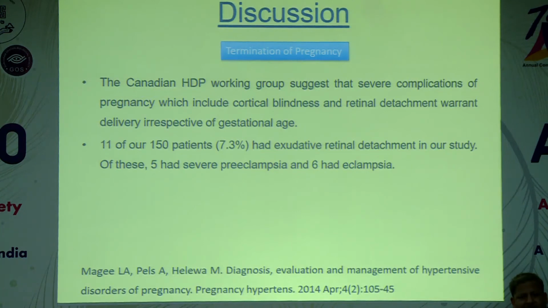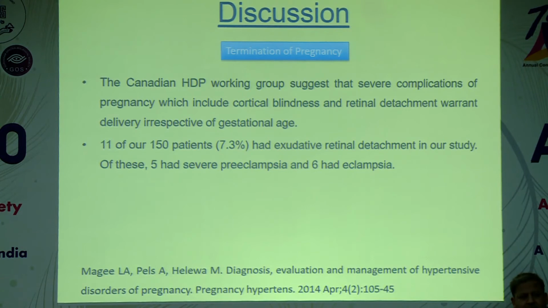So when do we decide to terminate the pregnancy? The Canadian HDP working group suggested that severe complications of pregnancy, which include cortical blindness and retinal detachment, warrant delivery irrespective of gestational age. And 11 out of 150 patients of ours had exudative retinal detachment. Of these, 5 had severe preeclampsia and 6 had eclampsia. So we know that if there is exudative retinal detachment, we should terminate pregnancy.